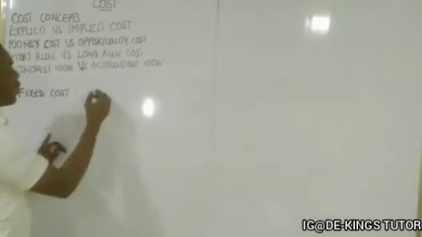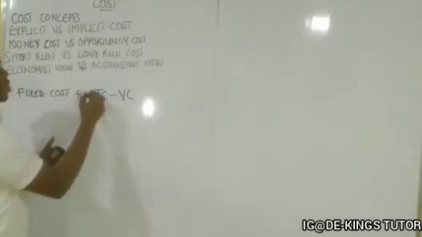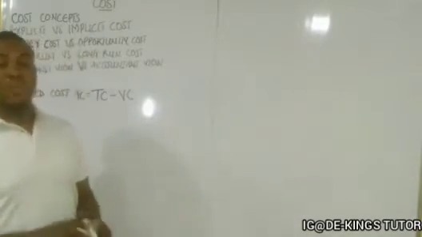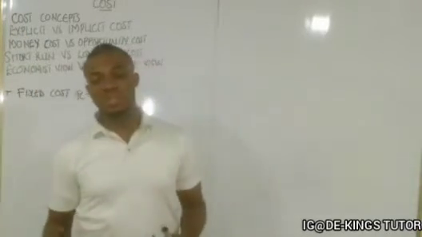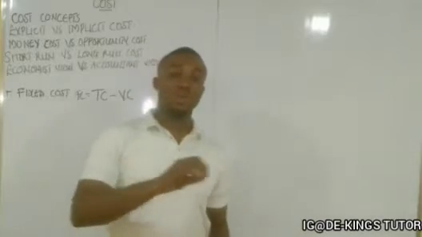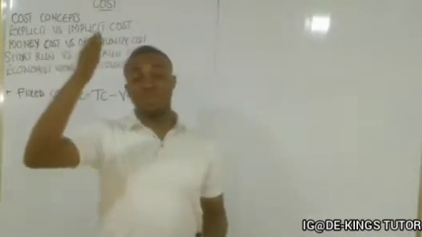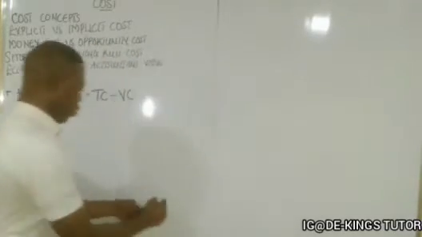The formula for the fixed cost is total cost minus variable cost. Total cost and variable cost will give us fixed cost. Most times, in a cost schedule in an examination, they will ask you for the fixed cost. The fixed cost is the cost in the cost schedule that remains the same, that does not change.